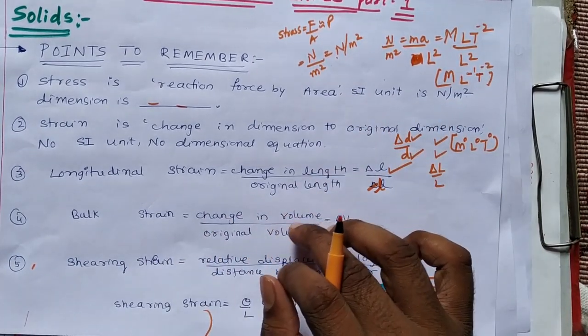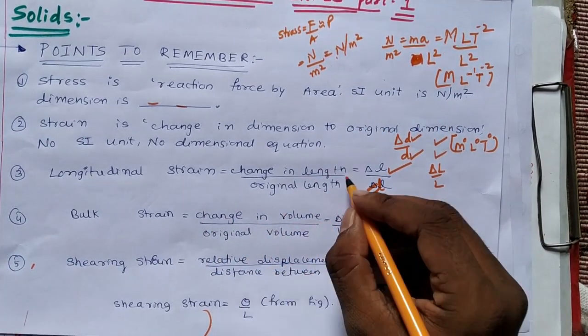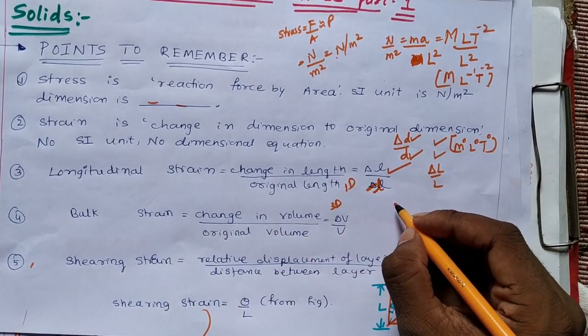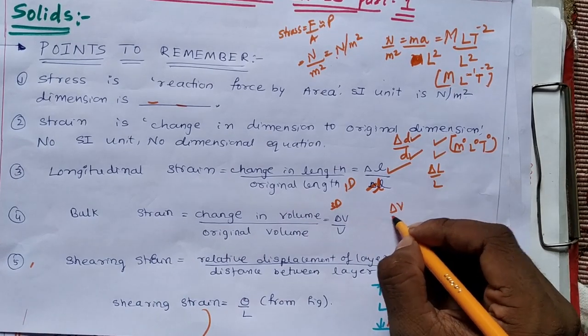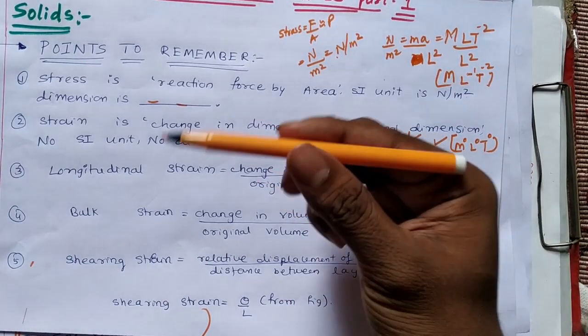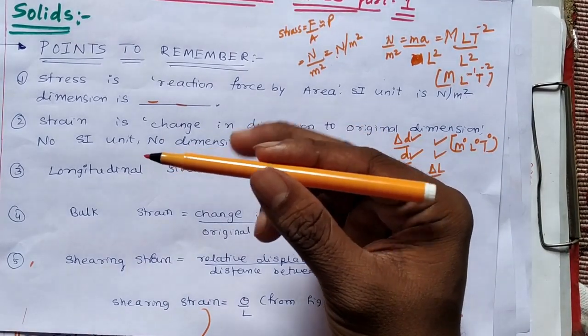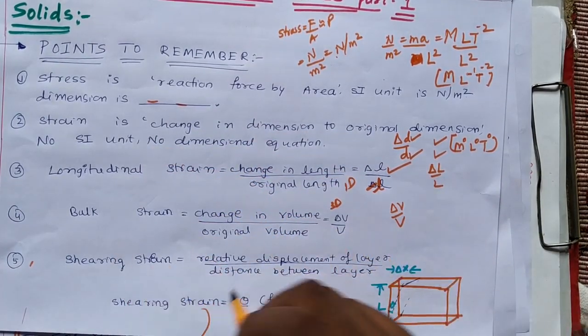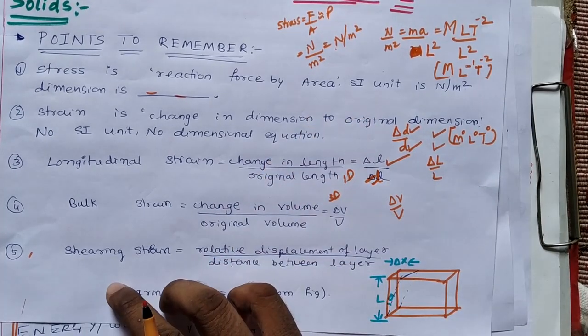Bulk strain usually happens in a three-dimensional object. Longitudinal happens in 1D, bulk happens in 3D. For example, bulk strain is nothing but change in volume by original volume. Suppose if I keep this pen inside the water, it experiences some stress. So change in volume by original volume is bulk strain.